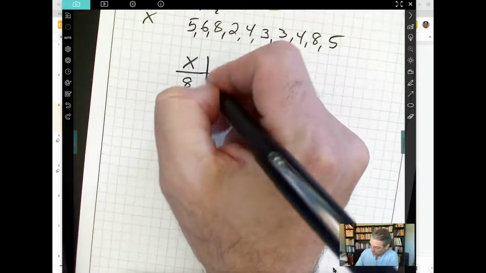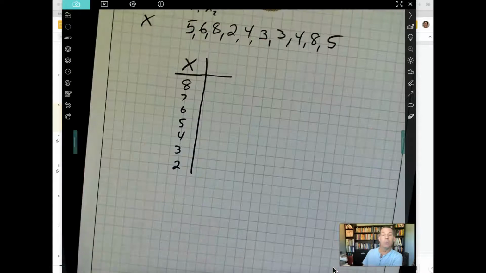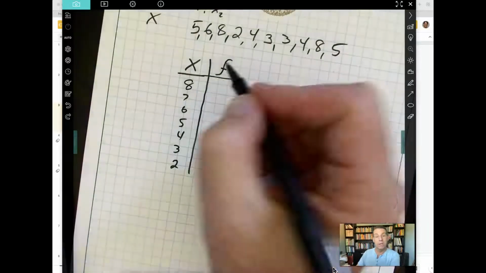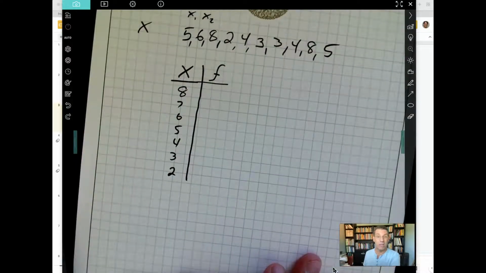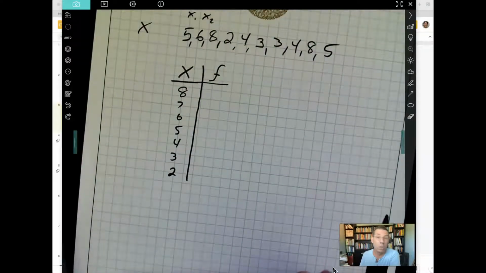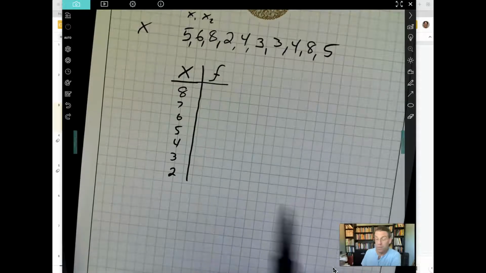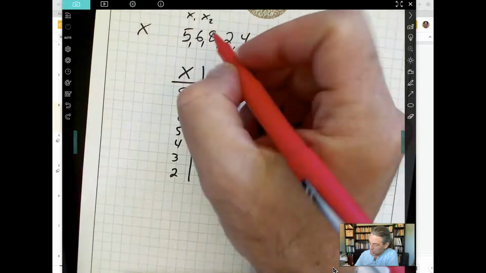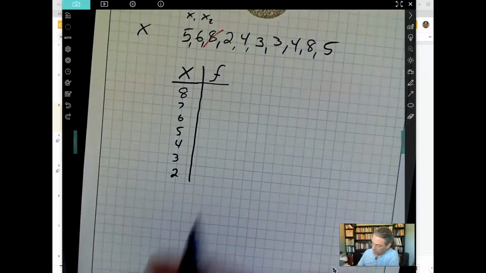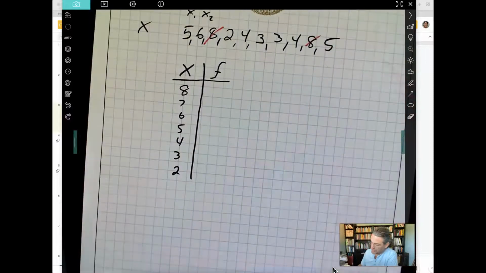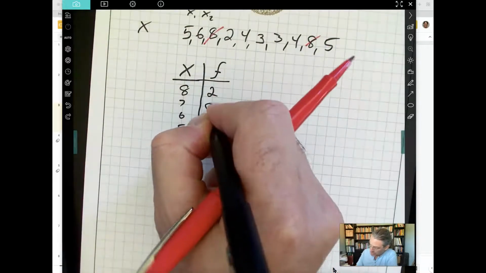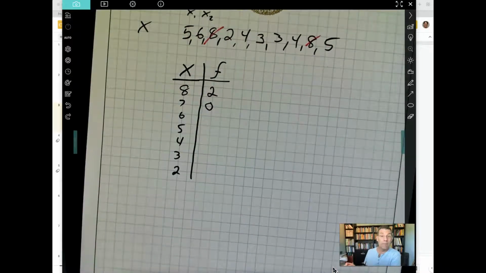Now I'm going to create a second column where I count how many people have those scores. This is what we refer to as our frequency column. Frequency is just a statistics word for count, how many people. So I'm going to count how many people have 8s. As I do it, I cross off the numbers. There's one 8 and a second 8, so I have two 8s. 7s: I don't see any 7s, so I'm going to put a 0. It's a 0 frequency. Nobody had the score of 7.